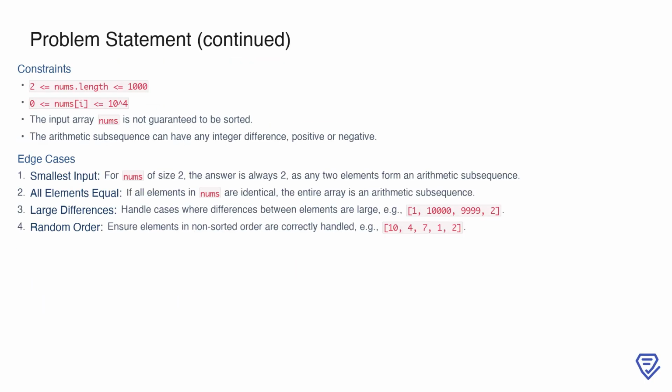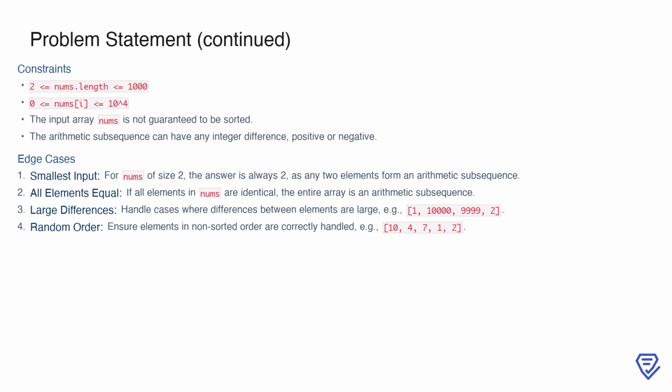Now let's take a look at the constraints and edge cases for this problem. The length of the array, nums, is guaranteed to be at least 2 and can go up to 1000. The values in nums range from 0 to 10,000, and the array is not necessarily sorted. The difference for an arithmetic subsequence can be either positive or negative.